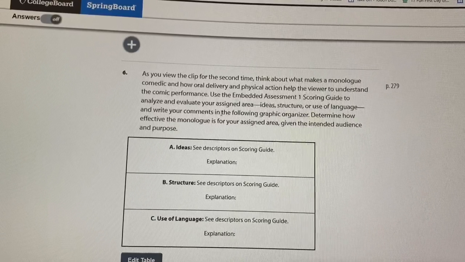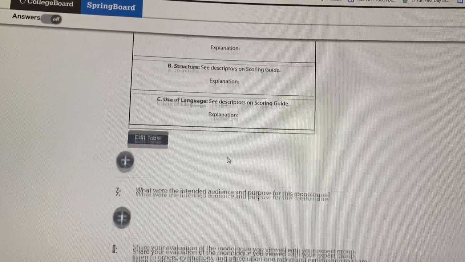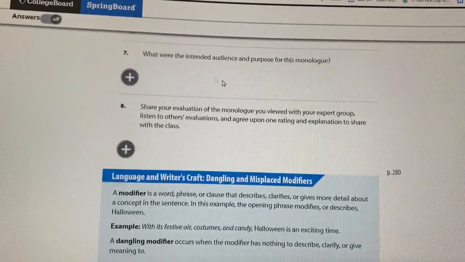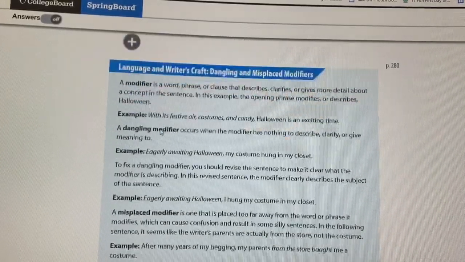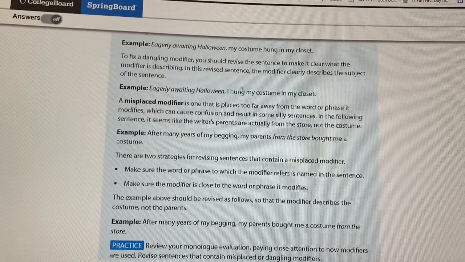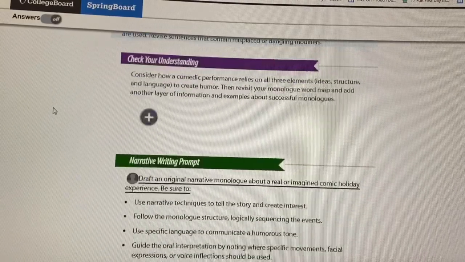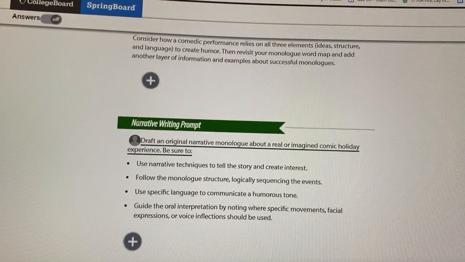And I kind of got your questions from here, the intended audience and purpose, and so on. That was included in the first Springboard assignment. And I'm skipping this whole thing with the language. It's good stuff, but I just don't know how I would possibly get to that right now. And then your second assignment is from this narrative writing prompt. So I just copied most of this stuff from here.